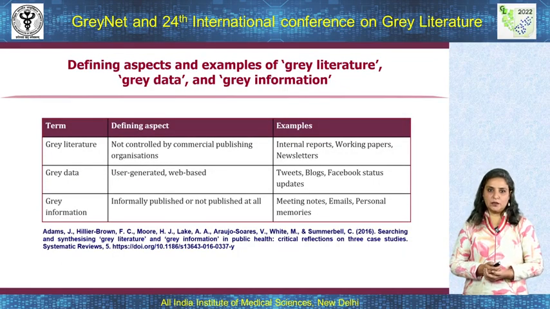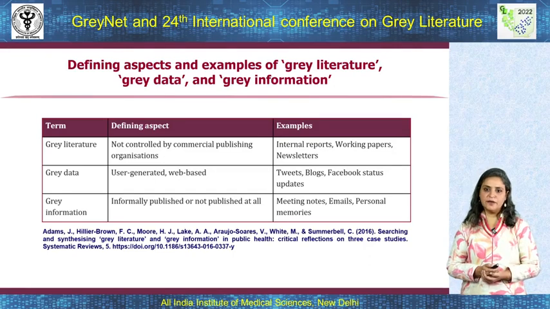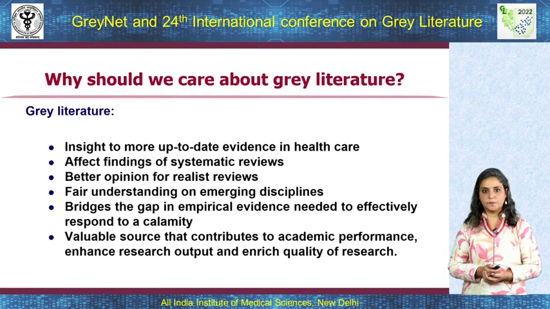Another paper where author Dr. Adam Stay and others have differentiated among Grey literature, Grey data and Grey information. Grey literature, as has been said before, is not controlled by commercial publishing, and within it are examples of internal reports, working papers and newsletters. Grey data is user generated most of the time, that constitutes the tweets, blogs, Facebook status updates. And the last is Grey information, which is informally published or not published at all. That constitutes your emails, personal memories and the meeting notes.